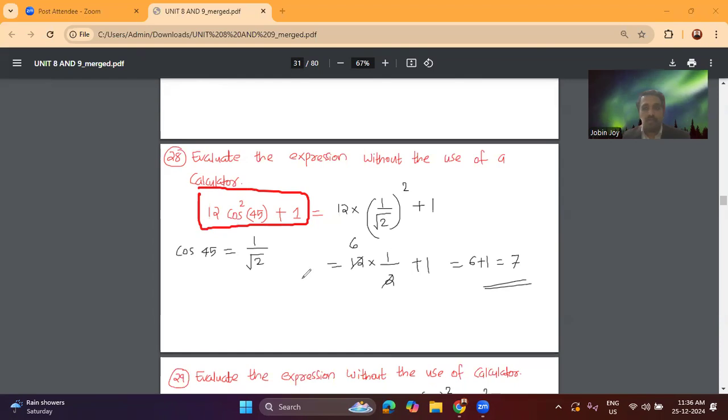Sin 45 is also 1 by root 2, and cos 45 is also 1 by root 2. So 12 into 1 by root 2 the whole square plus 1. So 12 into 1 by root 2 the whole square means 1 by 2, plus 1. So 12 and 2 I can cancel, 6. So 6 into 1, 6 plus 1, 7. So the answer is 7.